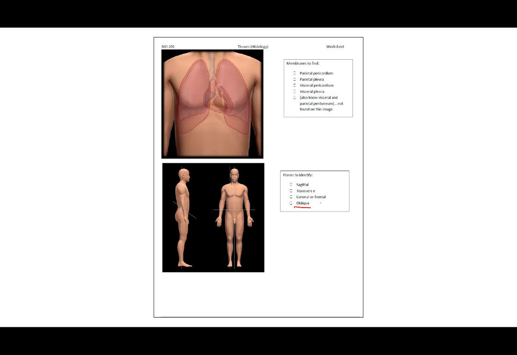And then oblique, we don't use this very much, it just happens to be on here, is obviously going to be something at an angle.